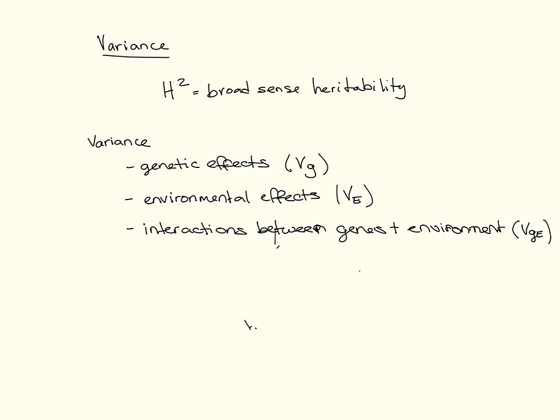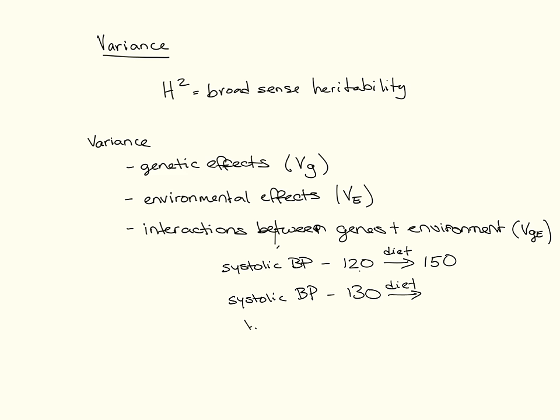So a person might have a systolic blood pressure that, if they eat a healthy diet, is about 120, but if they eat an unhealthy diet, goes up to 150. They're genetically susceptible to dietary change, whereas another person might have a systolic blood pressure of 130, but when they eat an unhealthy diet, it only goes up to maybe 135. So they're genetically predisposed to having a higher systolic blood pressure, but it's less influenced by a dietary effect.